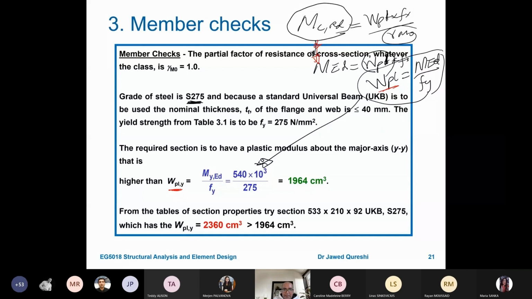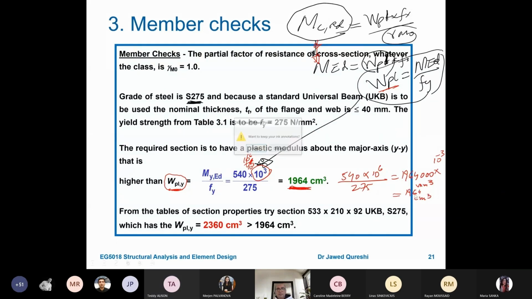Now, MED is my applied moment, and I am converting it into centimeter cube. This is kilonewton per meter. I will convert this into Newton into millimeter, and then I will convert it back into centimeter cube. I have to divide this by 10 raised 3, so that's why 10 raised 3 is there. Why am I converting it into centimeter cube? Because I want to use the section table. In the section table, the unit for plastic modulus is centimeter cube, 1964 centimeter cube.